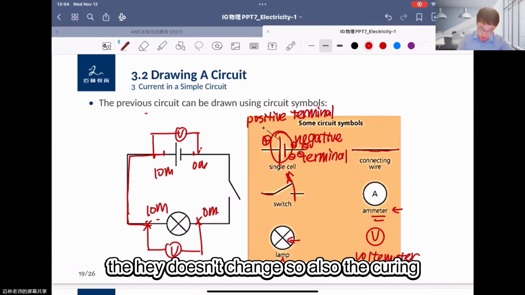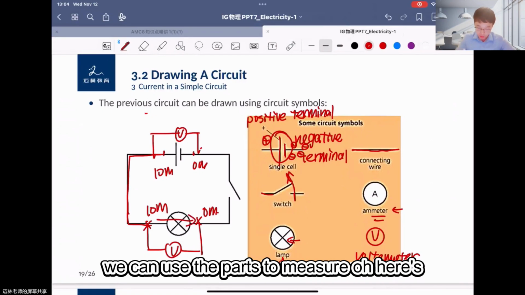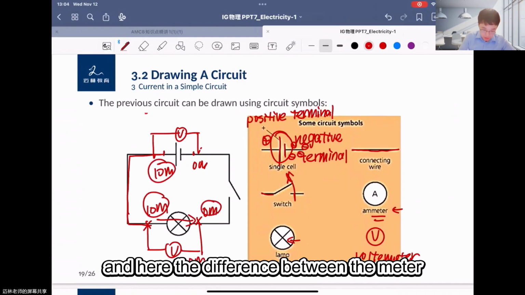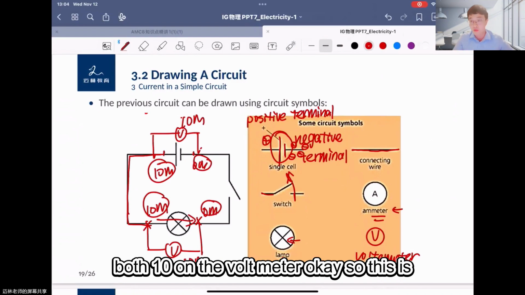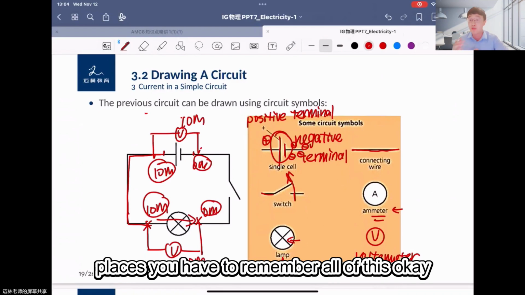So the current will just transfer through them, but here we can use the apparatus to measure: the difference between 10 meters and 0 meters is 10 meters. And here, the difference between 10 meters and 0 meters is also 10 meters, so we get 10 on both voltmeters. So this is how we draw the simple circuit at these places. You have to remember all of this, okay?